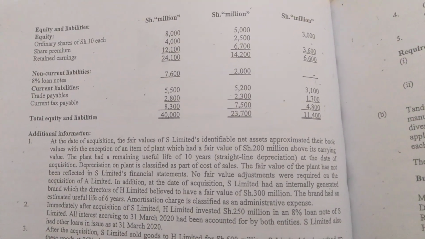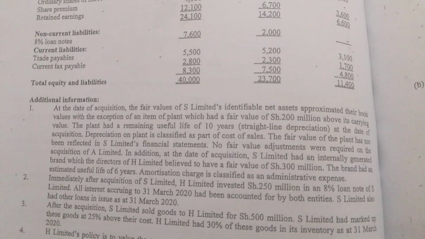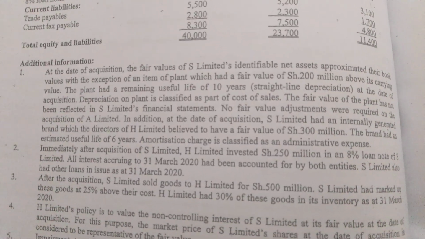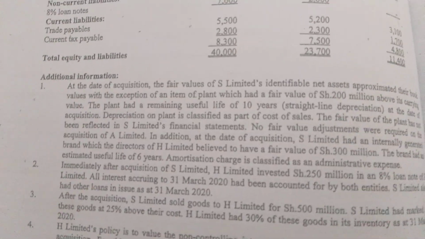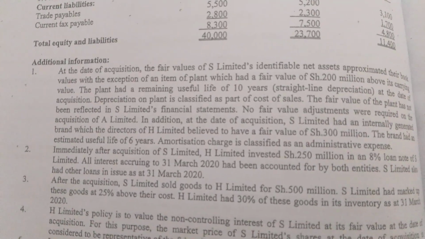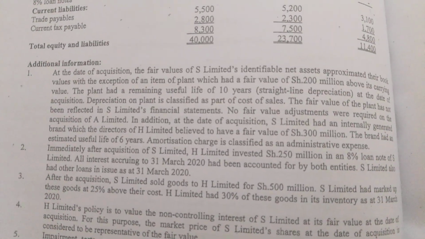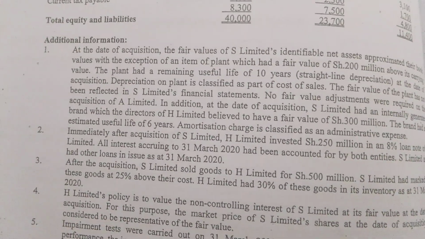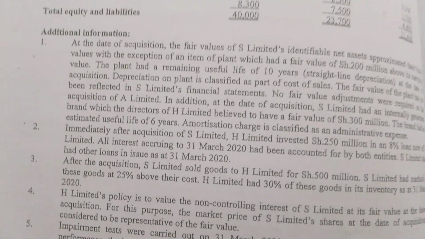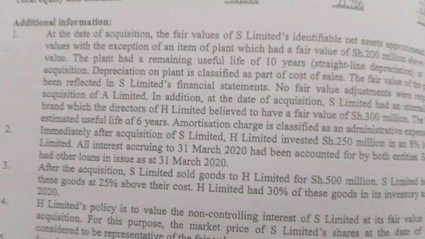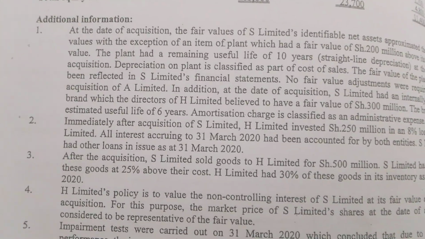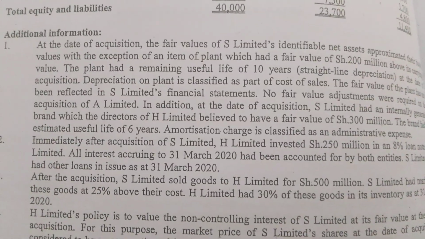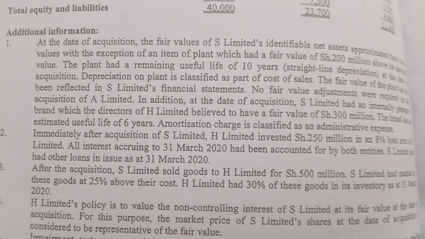at the date of acquisition, the fair values of S Limited's identifiable net assets approximated their book values, with the exception of an item of plant which had a fair value of shillings 200 million above its carrying value. The plant had a remaining useful life of 10 years, straight line depreciation at the date of acquisition. Depreciation on plant is classified as part of cost of sales. The fair value of the plant has not been reflected in S Limited's financial statements. No fair value adjustments were required on the acquisition of A Limited.